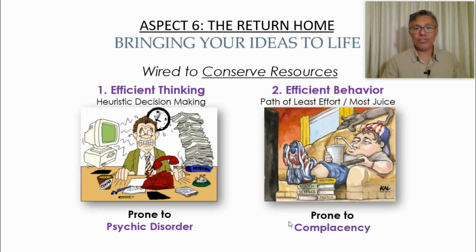So two different issues here. The first one with efficient thinking is that because we don't think carefully about all of our ideas and how to best approach getting to where we want to go, our ideas just get all muddled, and we end up experiencing psychic disorder of our minds. The second problem is that because we have efficient behaviors, and we usually take the path of least effort or whatever has the most juice for us at the time, we're often prone to complacency.